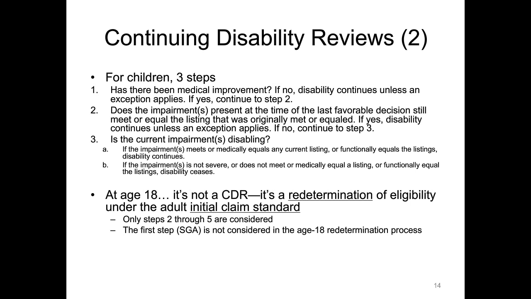And so the first step is whether or not an individual engages in SGA. And so during an age 18 redetermination, SSA is not going to consider whether or not somebody is working above SGA, and there's not an immediate cessation of benefits if somebody is working.